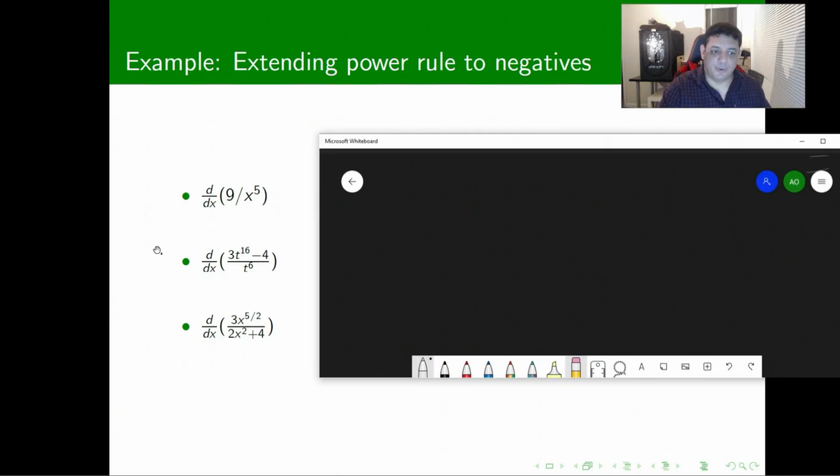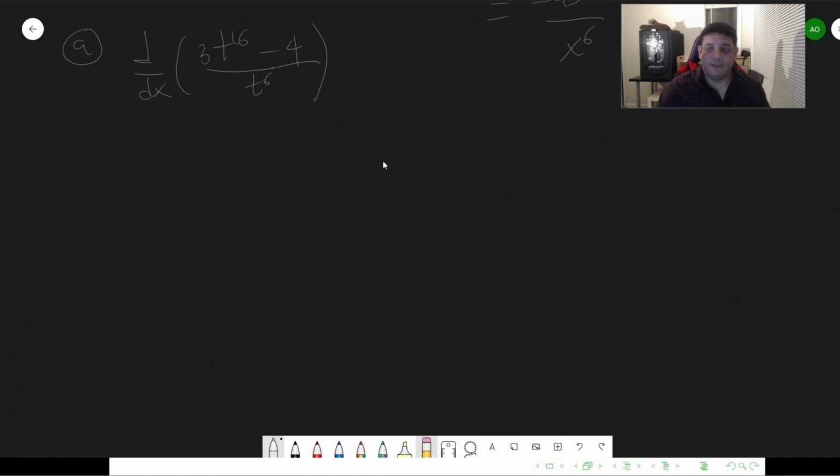Now, the second example is mostly about algebraic tricks. So we have 3t to the 16 minus 4t to the 6, over t to the 6. Okay. And so, yes, you could use quotient rule here. And let's actually do it first that way. This is the derivative of 3t to the 16 minus 4 times t to the 6, times t to the 6, minus 3t to the 16 minus 4 times the derivative of t to the 6, over t to the 6 squared, right?